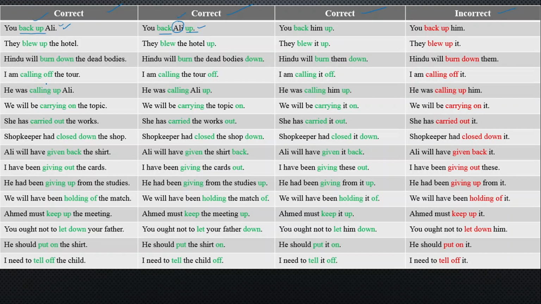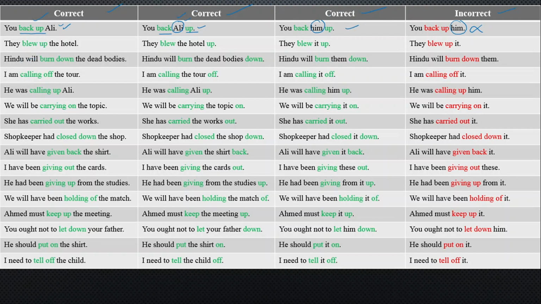But you say, you back him up. Now see, him is a pronoun used in place of Ali. So when you say you back him up, it is correct. But if you say you back up him, this is a pronoun and it must be separated. If you write it this way, that is wrong. So the first three ways are right. The last way is wrong.